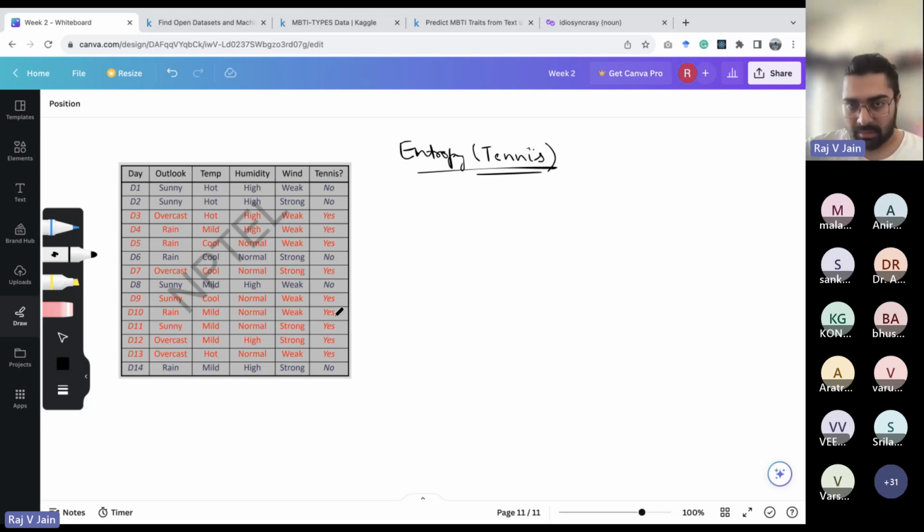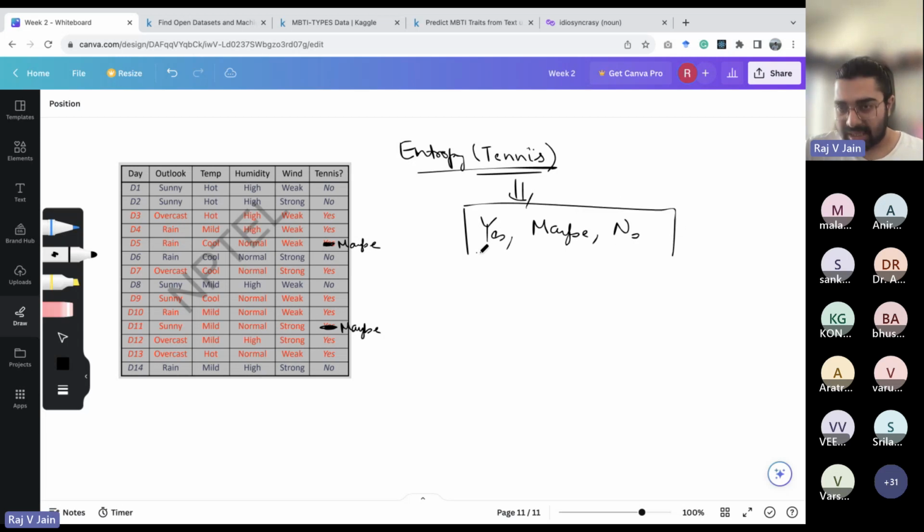Now let's say instead of tennis yes or no, I have a couple of them as maybe. Let's say maybe is a valid value of this tennis variable. So now the tennis variable takes three values: yes, maybe, and no. In this case, how would you calculate the entropy of the tennis variable? Leave all the information gain aside. The question is, I have a random variable called tennis. How do I calculate the entropy of this?